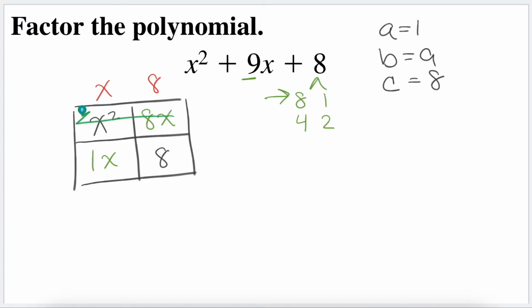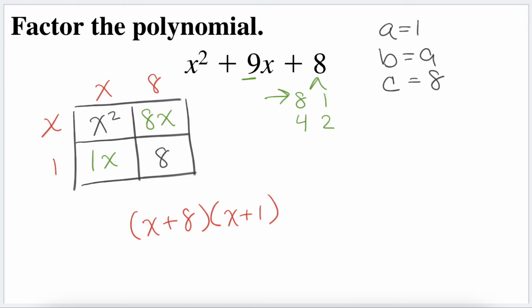From here, I can pull out an x. They have an x in common. And from here, I can pull out a 1. So again, here are my factors, x plus 8 and x plus 1. That would be how I would factor this polynomial expression.